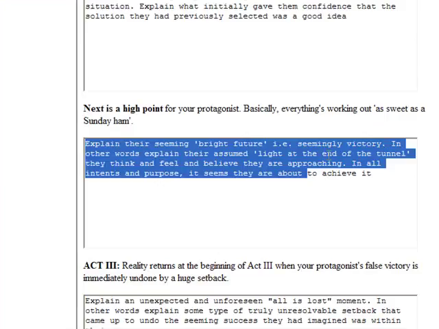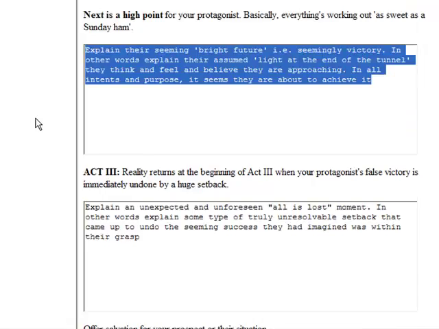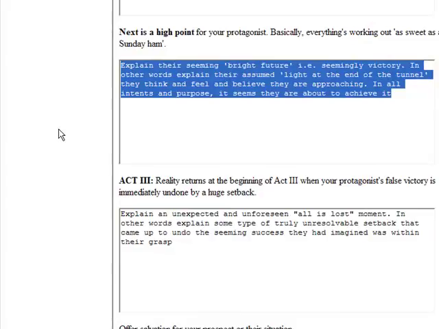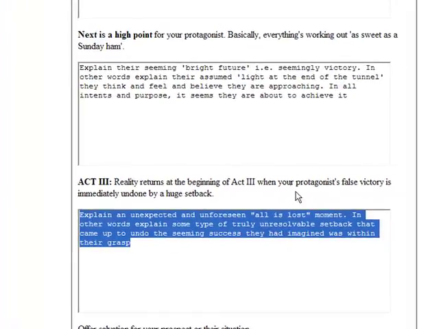Explain their seeming bright future, seeming victory. In other words, their assured light at the end of the tunnel. They think and feel and believe they are approaching, and for all intents and purposes, it seems they are about to achieve it. And so what happens? So they're using my course, and then they receive a notice. They have 5 days or 7 days to get their situation turned around, otherwise they're fired. They realize, wait a minute, I don't have 7 days, I don't have 5 days to go through this course, study the material, write the sales letter myself, do the research, go through all this stuff. I need somebody who's been there, done that. And so that's where they run headlong, face first, into the false victory of doing it themselves.